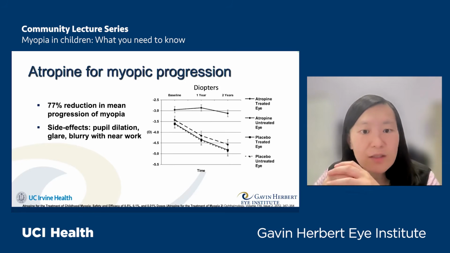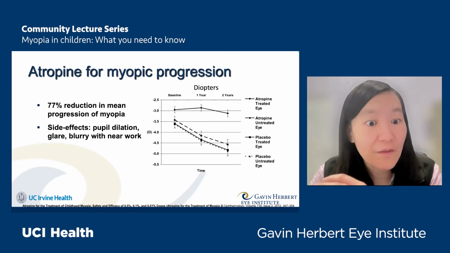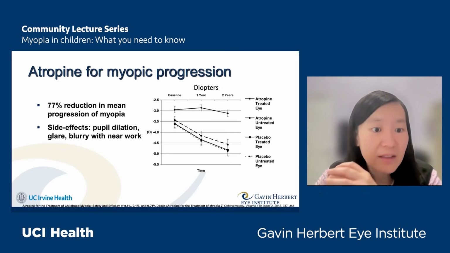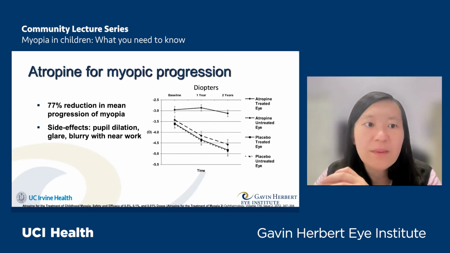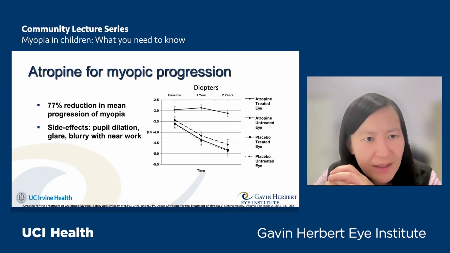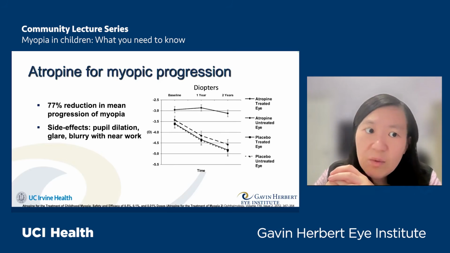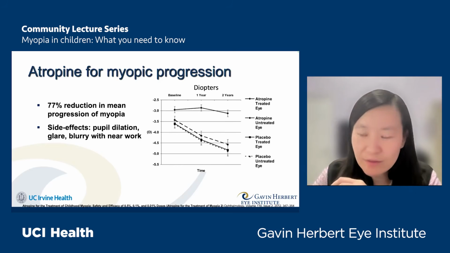So this was the first paper that suggested that low-dose atropine was very effective in the slowing of myopic progression. The side effects of this drop: some pupillary dilation, blurriness at near work, and some glare, obviously all related to pupillary dilation.